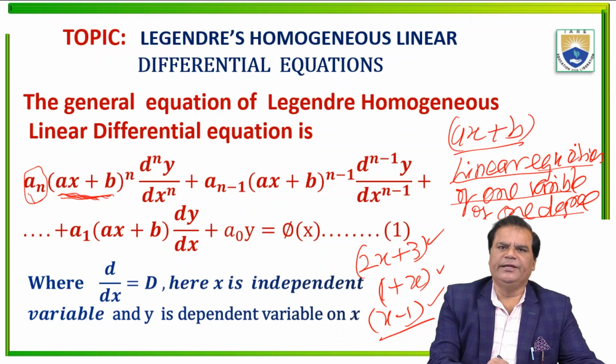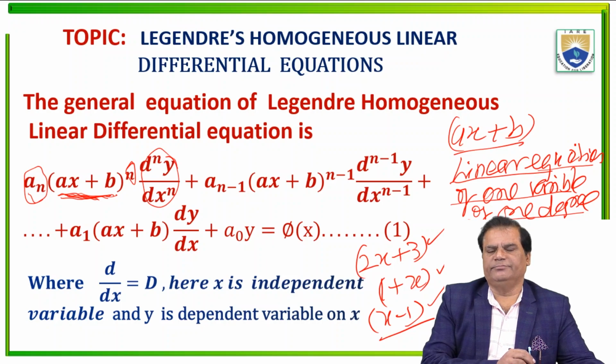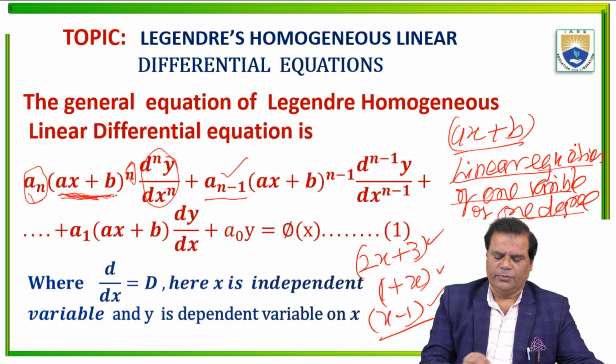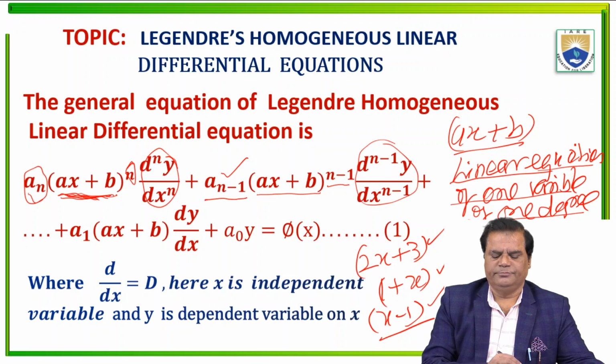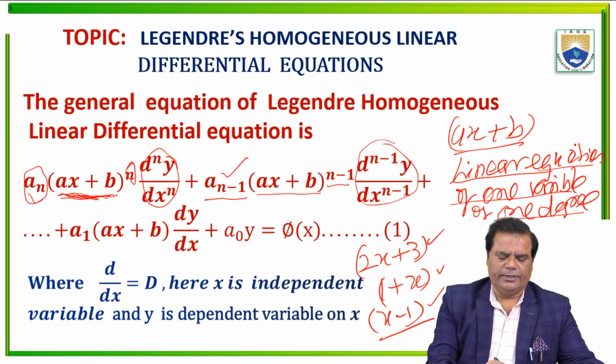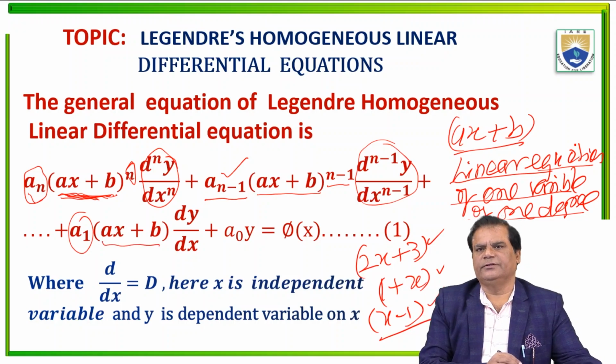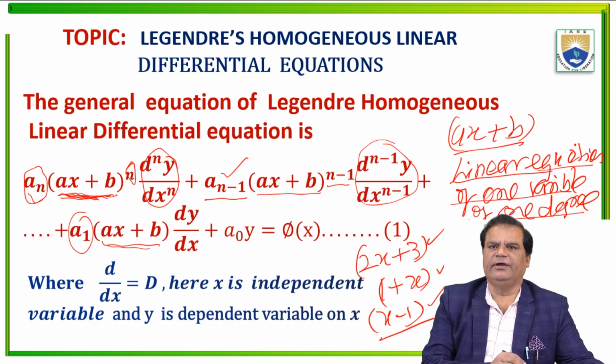So the power of the linear equation n is equal to the order of the derivative. Similarly, the next term is a_(n-1). A_(n-1) is a constant, and again in the bracket is a linear equation of one variable, and the power is n minus 1. So this power equals the order of the derivative. And here is a_1. A_1 is a number, and in the bracket ax plus b, the linear equation of one variable.